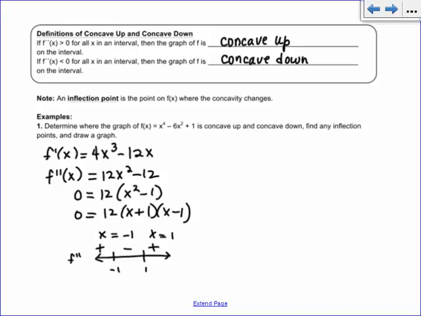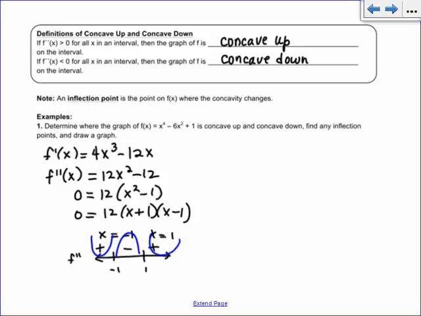Okay, do you guys remember with increasing and decreasing, we did up, down, up? We don't do that here, because we're not talking about whether the function is going up or down. What we're talking about is where f is concave up or concave down. So what we do is concave up, concave down, concave up.